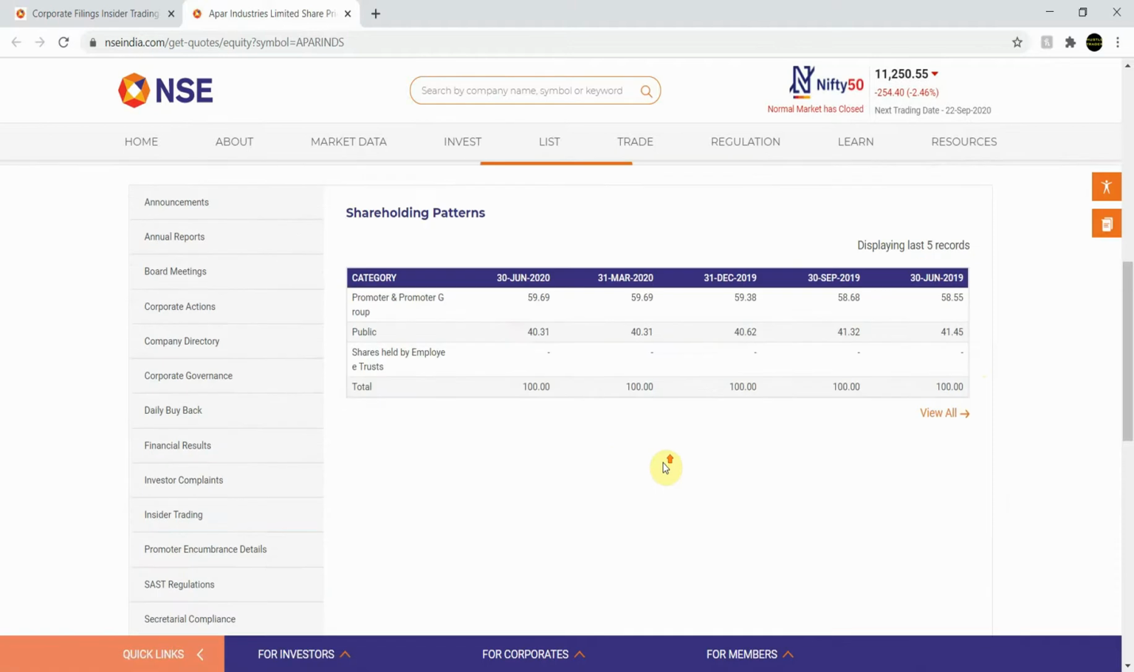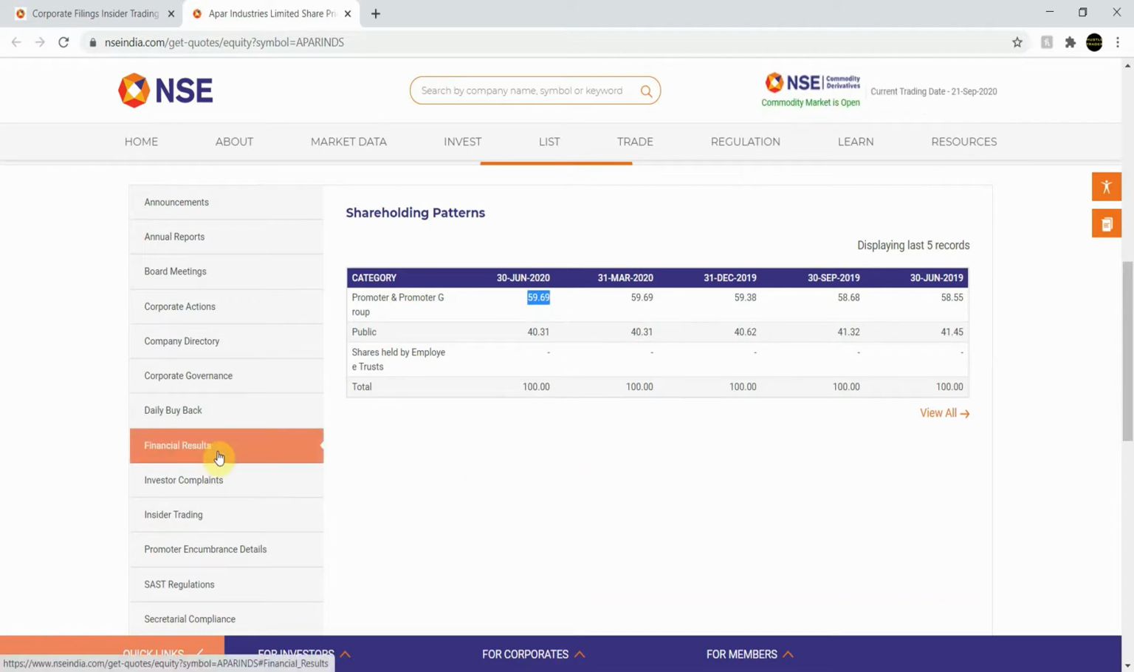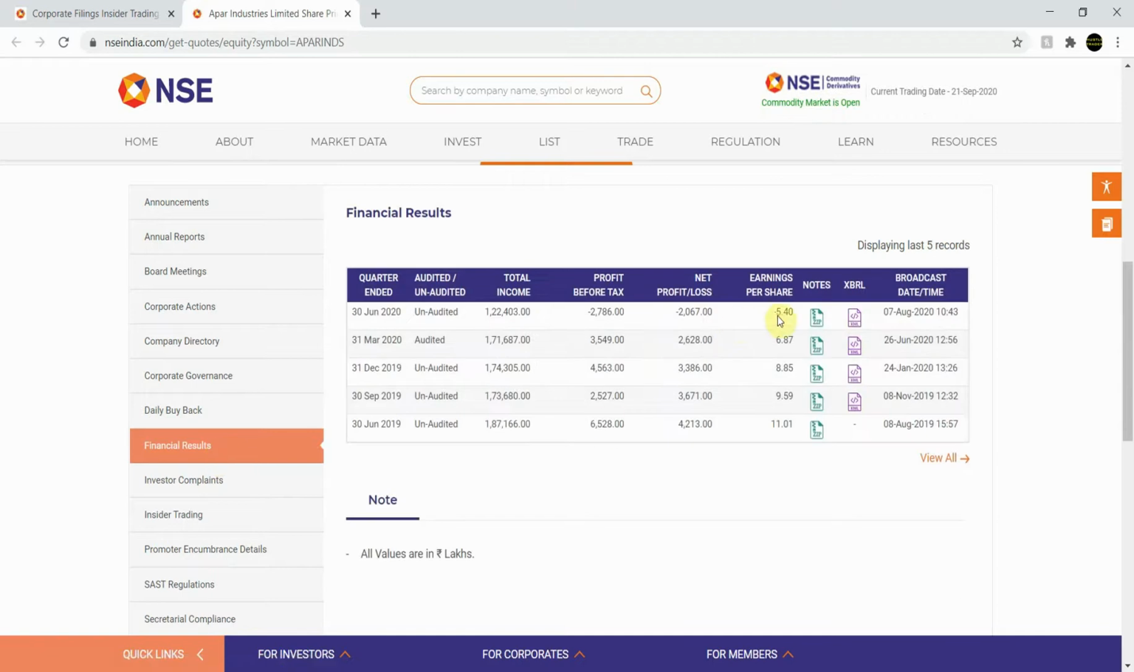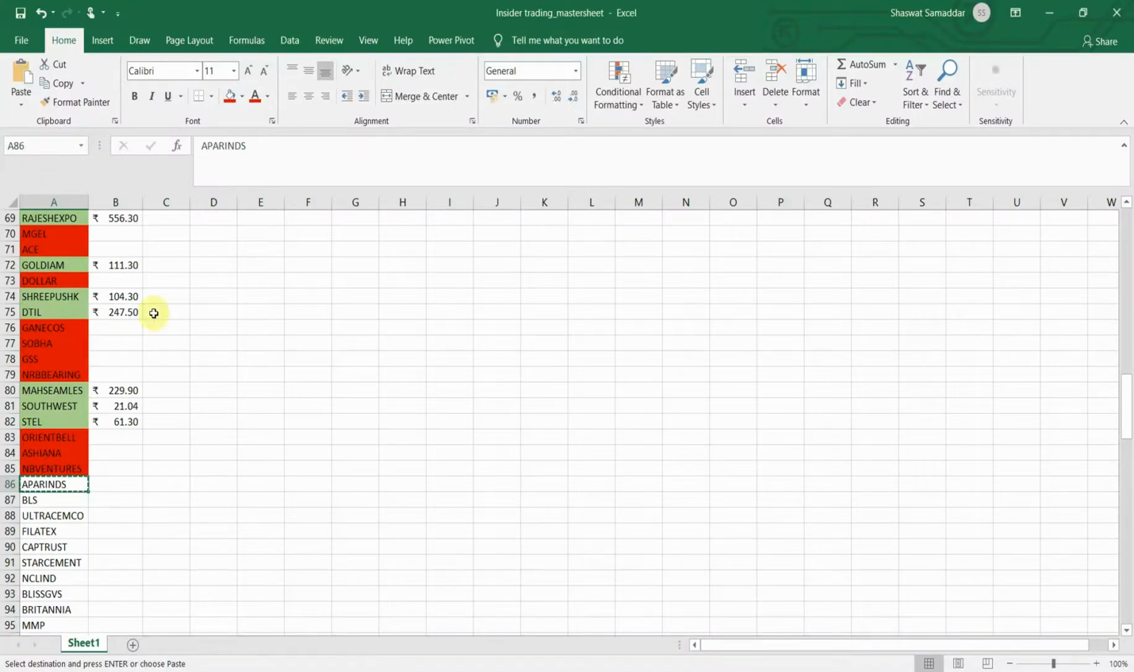Next, I want to check the shareholding of this promoter and promoter groups. This should be greater than 50% and it fulfills the criteria because it's 59.69. The last one is an optional parameter, that is financial results. Earnings per share is negative. If you are not a conservative trader, you can just ignore this criteria. But since I am a conservative trader, I'll take this earnings per share into consideration and I will color code it as red. Next on the list is BLS.